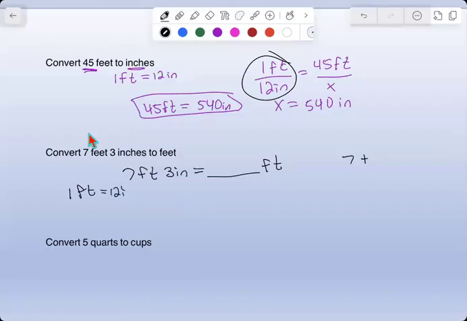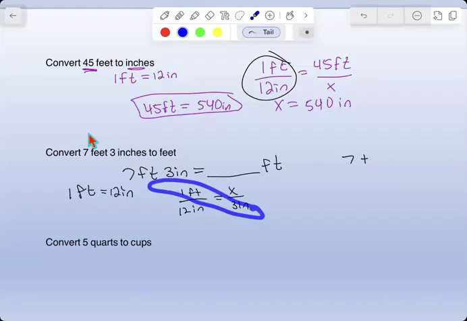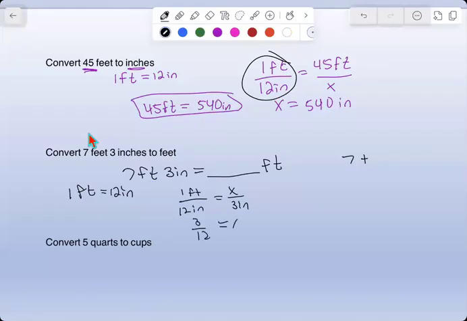is 12 inches. So if we do a little proportion, we know if 1 foot is 12 inches, then how many feet would be 3? And watch what happens when we go to solve that. It ends up being 1 times 3, which is 3. And then you'll end up dividing by 12. So it really becomes 3/12 is x.